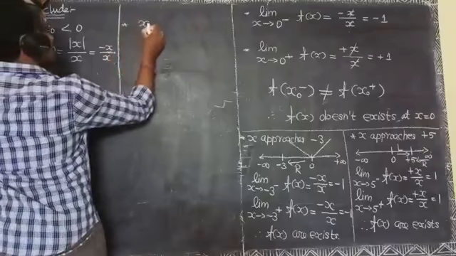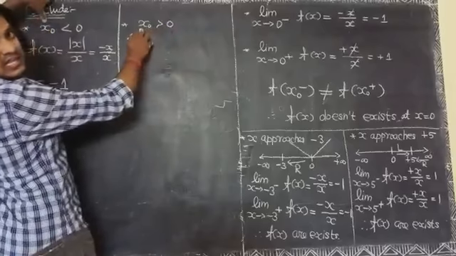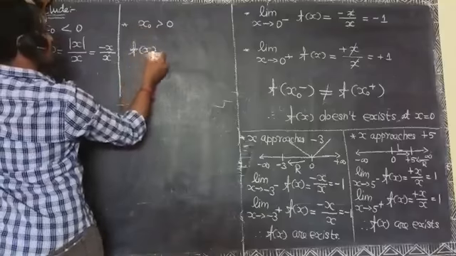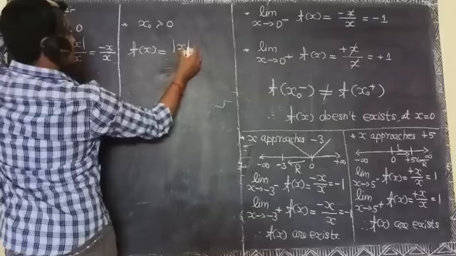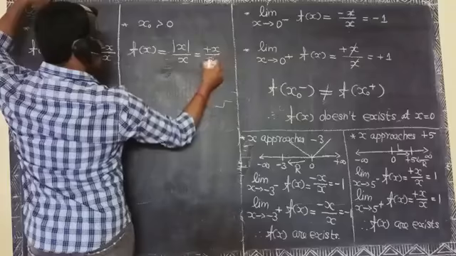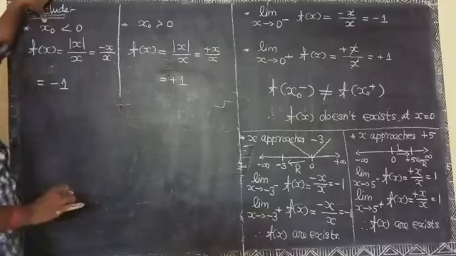Suppose x naught is greater than 0. Greater than 0 means x naught lies on the positive side, so f of x, which is equal to modulus of x divided by x, is equal to plus x divided by x, which is equal to plus 1.